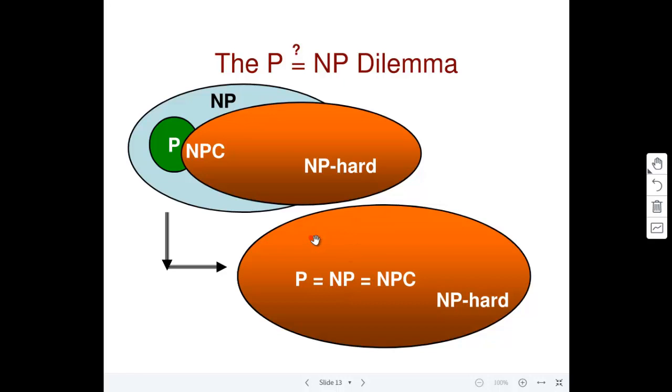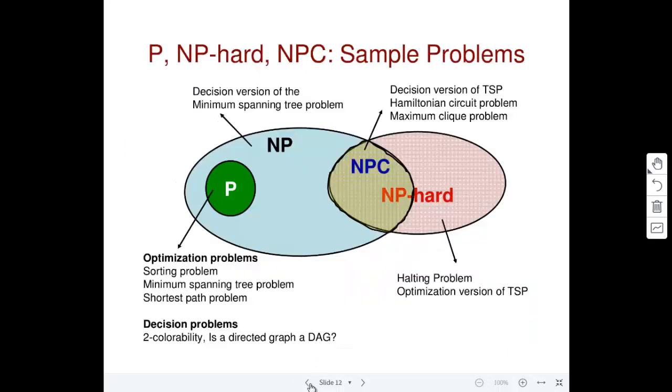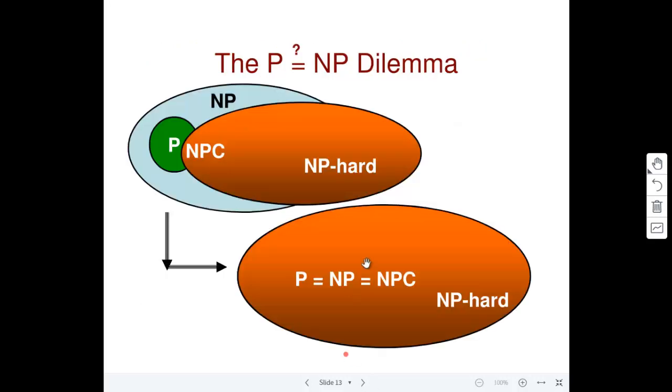But the way things are now, nobody has come up with a polynomial time algorithm that can give you a deterministic solution for any NP complete problem. So right now it is like this. But if somebody comes up with a polynomial time algorithm that can give a deterministic solution for an NP complete problem, then P will become equal to NP.